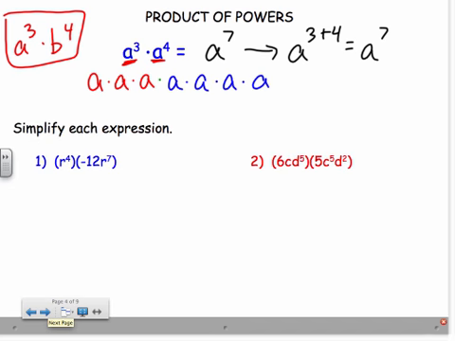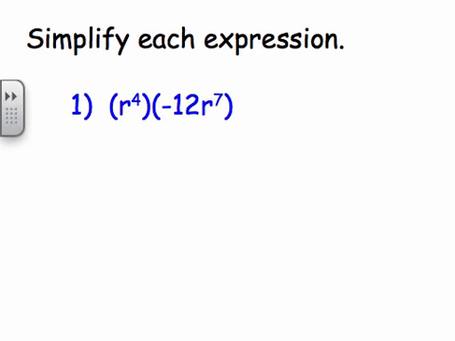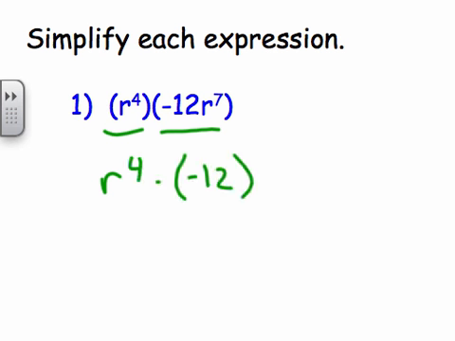So my first one, I have r to the 4th power and negative 12r to the 7th, and we're multiplying them. Really, this is just multiplication all the way through. If you notice, I really just have r to the 4th times negative 12. I'll just put the negative 12 in parentheses so you can see it a little better. Times r to the 7th. And if we remember, multiplication is associative, so I can multiply anything I want to before anything else.